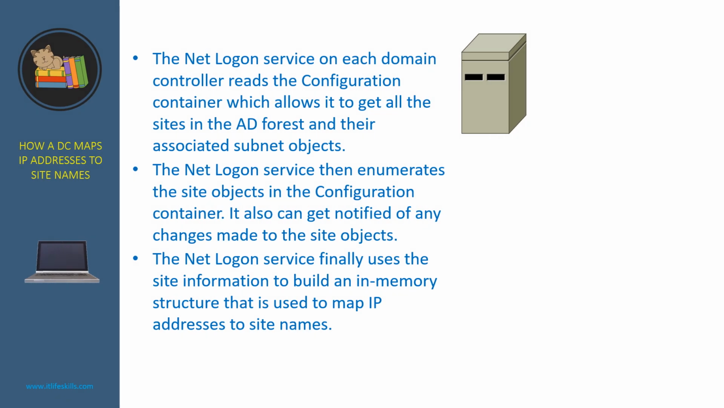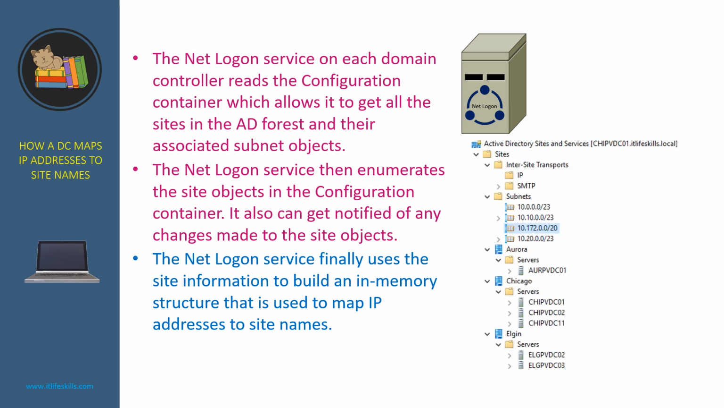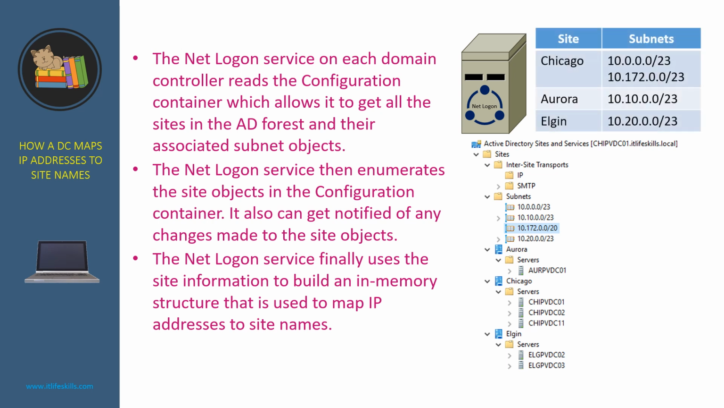To map IP addresses to site names, the Netlogon service on each domain controller reads the configuration container, which allows it to get all the sites in the AD forest and their associated subnet objects. The Netlogon service then enumerates the site objects in the configuration container. It also can get notified of any changes made to the site objects. The Netlogon service finally uses the site information to build an in-memory structure that is used to map IP addresses to site names.